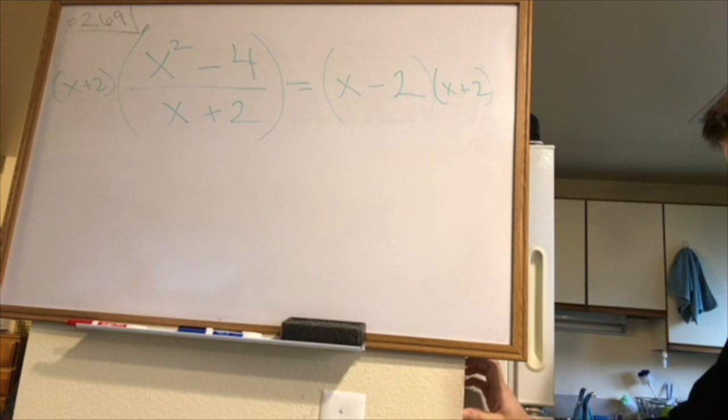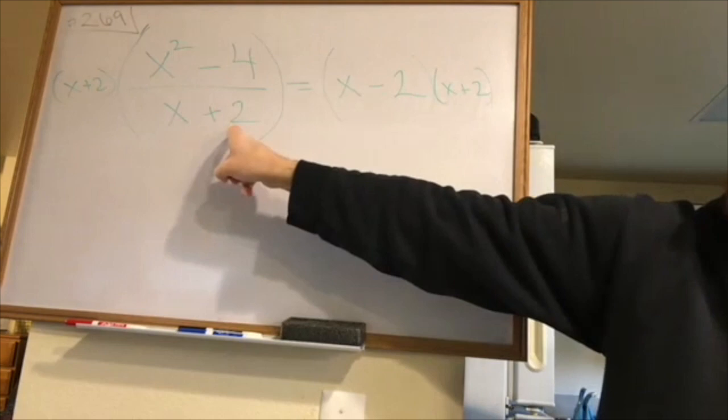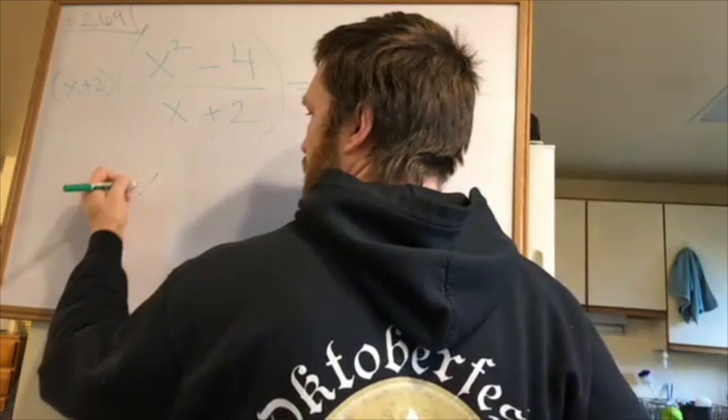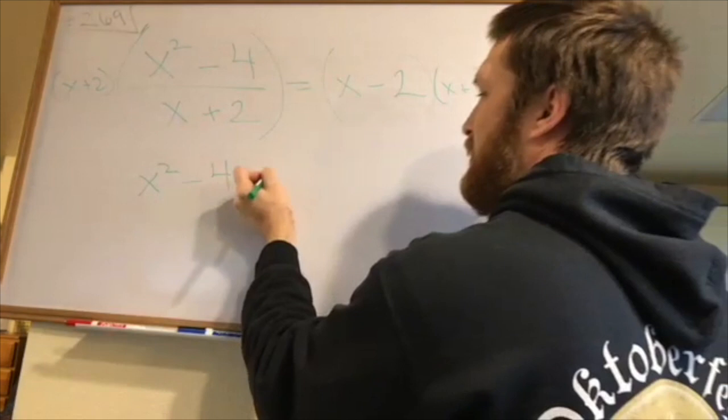x plus two times x squared minus four. Wait a second. What? We're trying to, that kills that, and what am I left with? Oh, x squared minus four. X squared minus four. That was the whole point, just to kill that denominator. That's why I chose x plus two in the first place, okay?